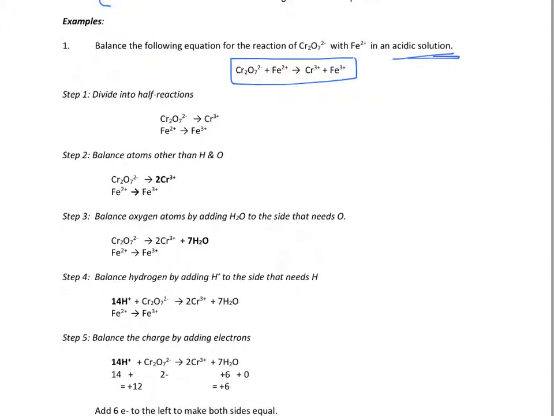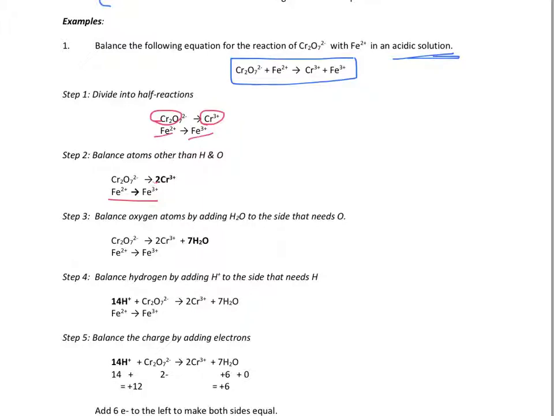So step number 1, we need to divide them up into their 2 half reactions. Chromium and chromium goes together, iron and iron will go together. That's step number 1. Step number 2, you need to balance for all atoms other than oxygen and hydrogen. If we look, we have 2 chromiums on the reactant side, only 1 on the product side, so we need to put a 2 in front of that chromium. We have 1 iron and 1 iron, so that stays the same in step number 2.